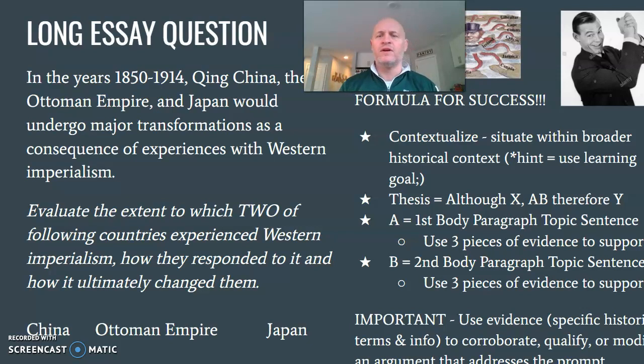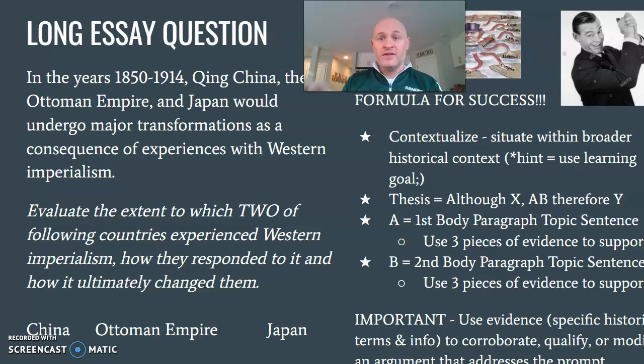Okay, so let's go over the formula for success. First of all, contextualize. Situate this essay within the broader historical context. I'm going to give you a hint. Use the learning goal that we go over every single day, where most of you glaze over, but the learning goal is students should understand and be able to explain, or students will understand and be able to explain the Atlantic revolutions, industrialization, imperialism, and the collision of empires.